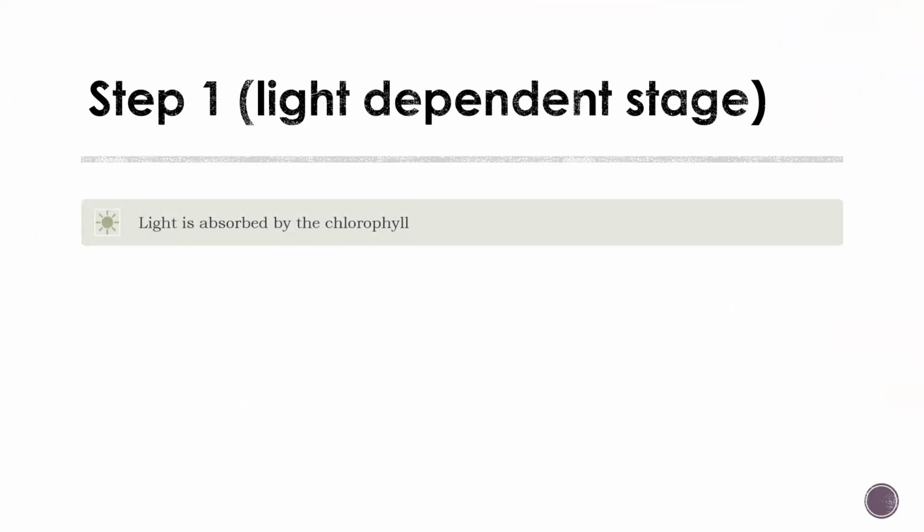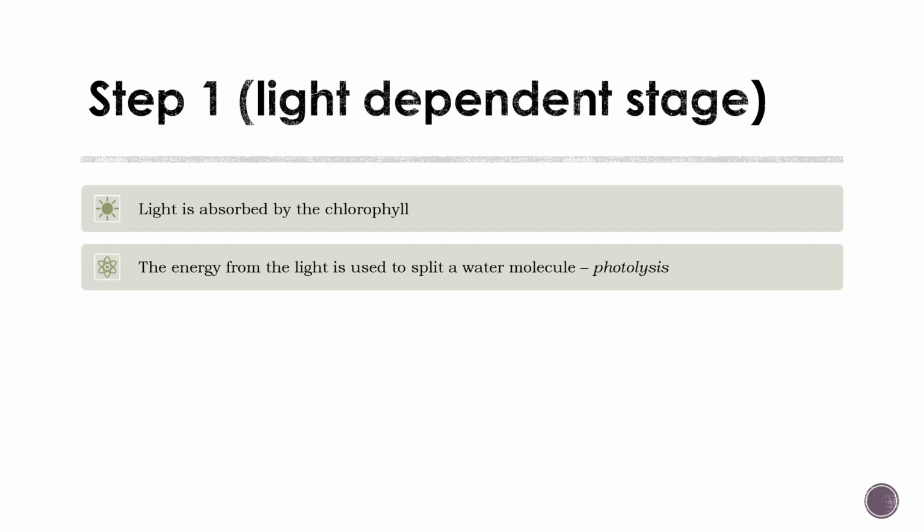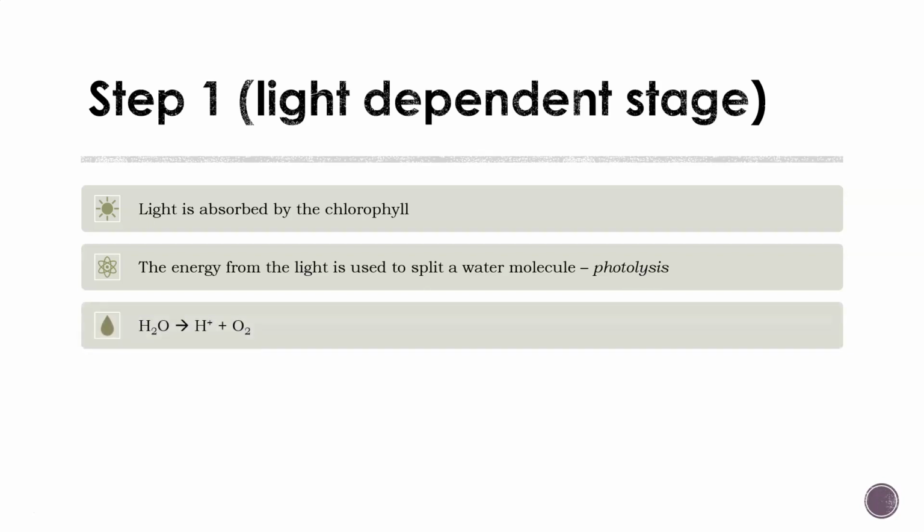Now, in photosynthesis, we've got two steps. First of all is light dependent. So light is absorbed by the chlorophyll. The energy from the light is used to split the water molecule. We call this photolysis. Light splitting, photolysis.